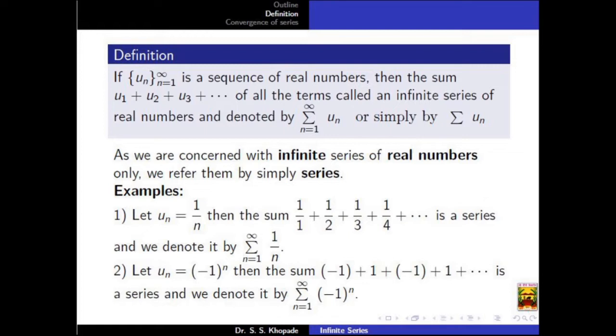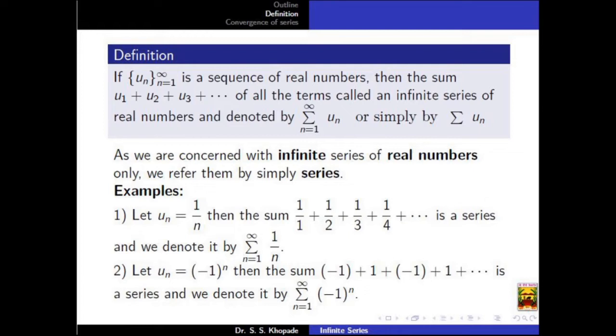For example, let us consider un to be the sequence 1 over n, or 1 upon n. Then the first term of this sequence is 1 upon 1. The second term is going to be 1 by 2. The third term is 1 by 3. Likewise 1 by 4, 1 by 5. And if we add all these terms, then the summation 1 by 1 plus 1 by 2 plus 1 by 3 plus 1 by 4 is a series.